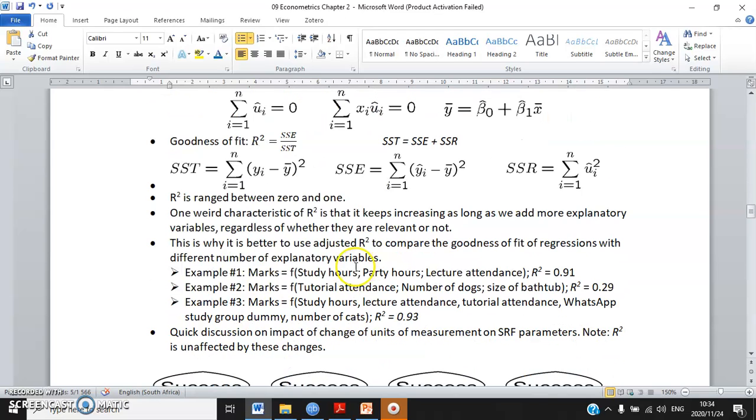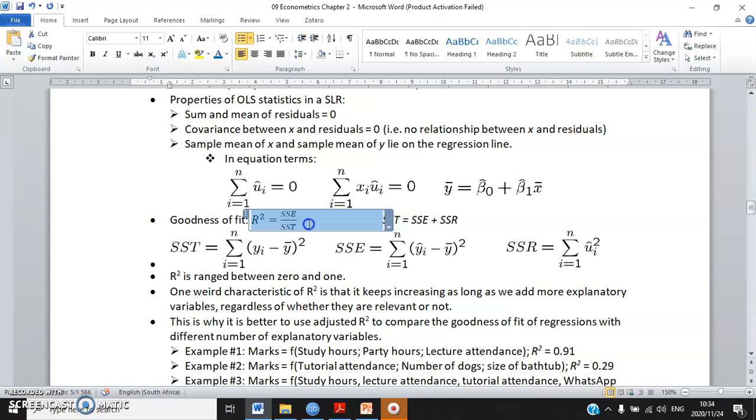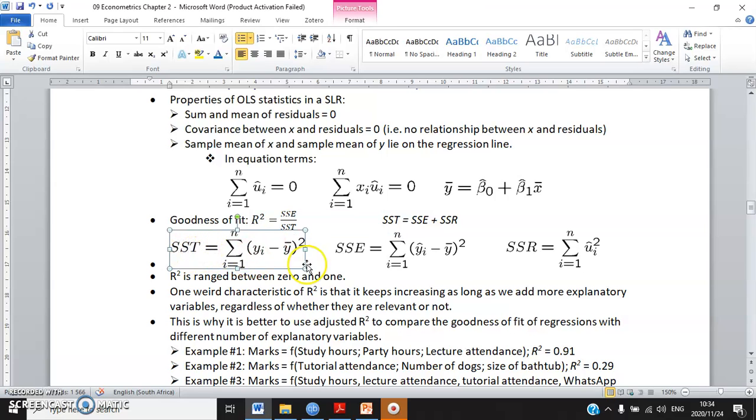Okay. Goodness of fit, R square, you already learned it at undergraduate year. Explained sum of squares, ESS, but Wooldridge would rather call it SSE. This is the equation, just to refresh your memory. R square is explained sum of square divided by total sum of square. And then total sum of square is called TSS in Gujarati, but it is now called SST, okay, in Wooldridge. And this is the equation.